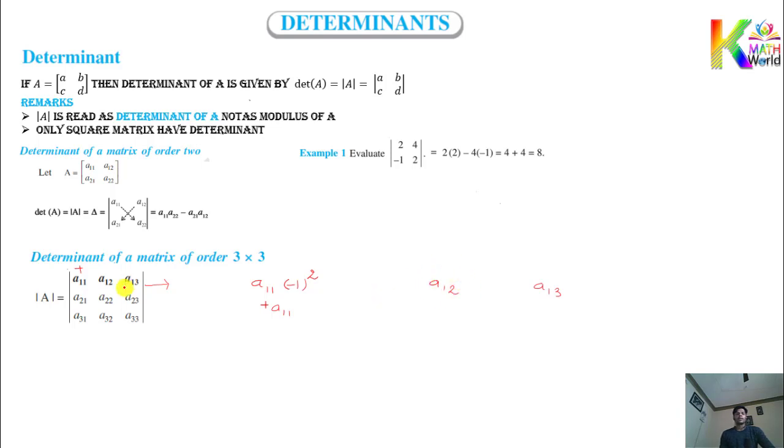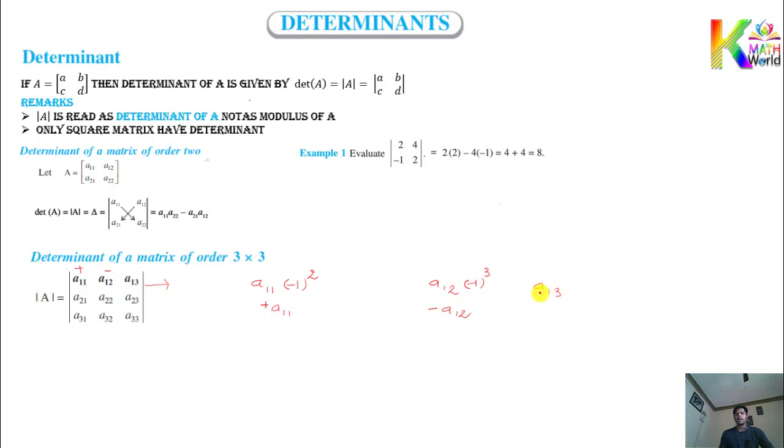Okay, same way, this second element A12 got multiplied by which one? Minus 1 raised to the sum of the suffixes. So 1 plus 2, that will be how much? 3. So minus 1 raised to 3, so obviously that will be negative. So you got minus A12. So the sign of this one will be negative.